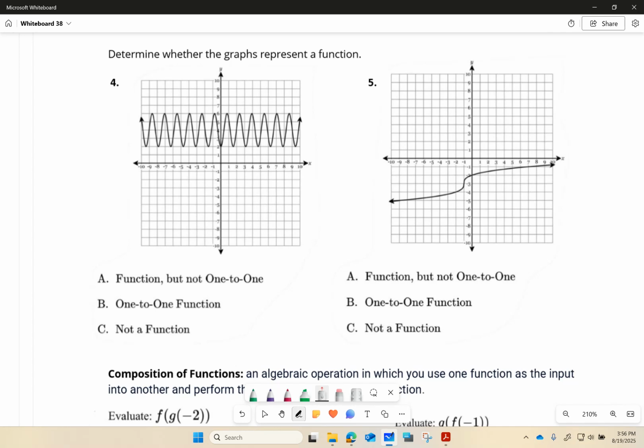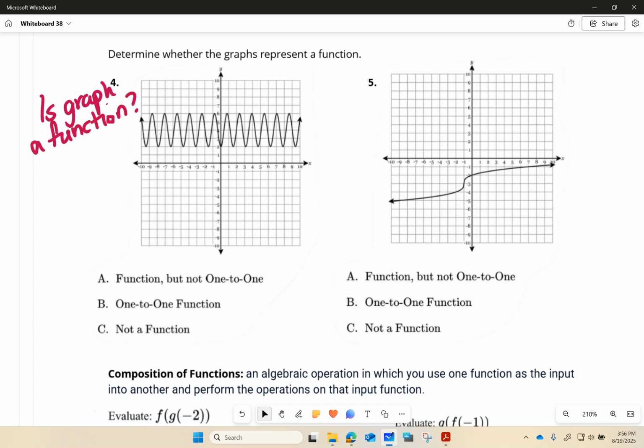For instance, look at this graph. First of all, let's check to see if it's a function. So you're answering this question. I said one-to-one, my bad. Is the graph a function? That's the first question you're going to answer.